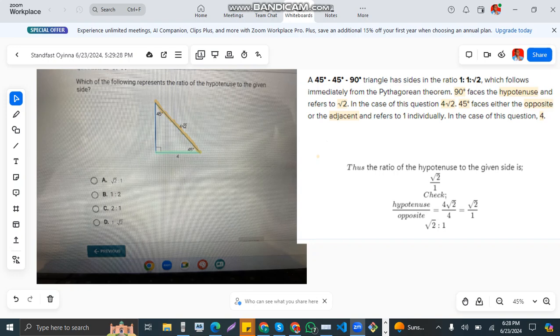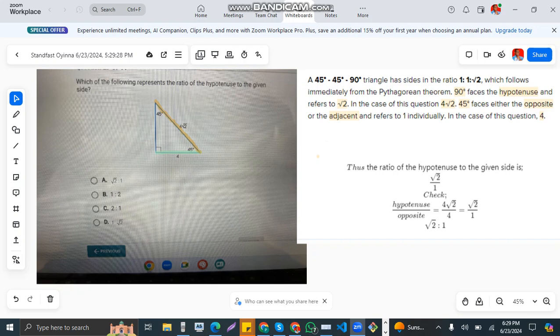Today we have a question I would like us to look at. The question is this: which of the following represents the ratio of the hypotenuse to the given side? Now we have a 45, 45, 90-degree triangle here. If you look well, you'll find the angles are 45, another 45, and then 90 degrees in this triangle. This is a special type of triangle.